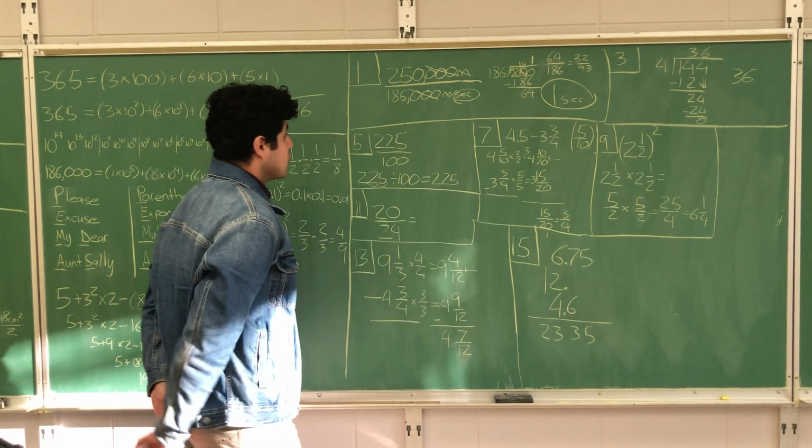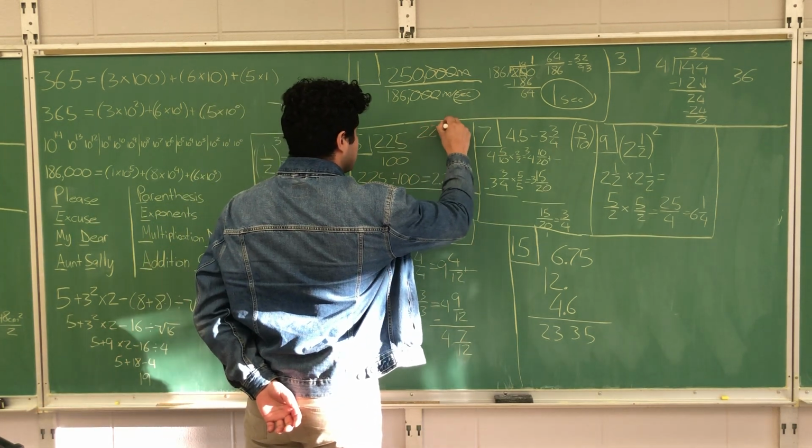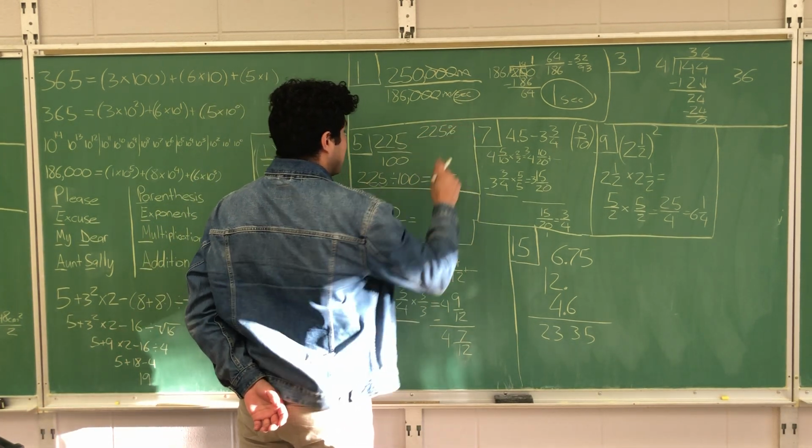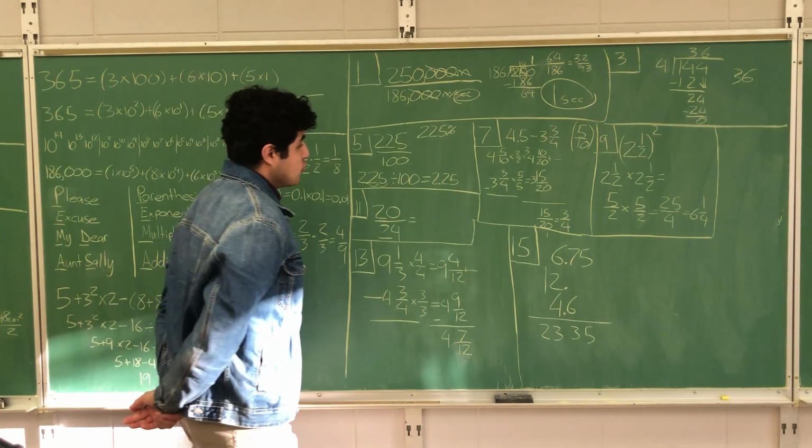So 225% written as a decimal would be 2.25.